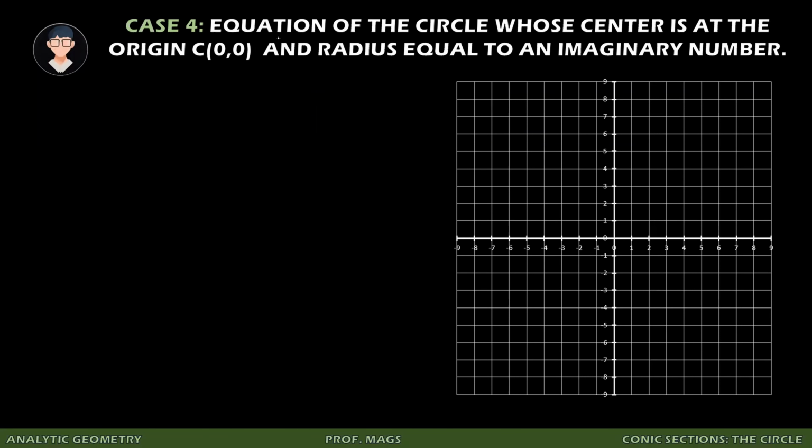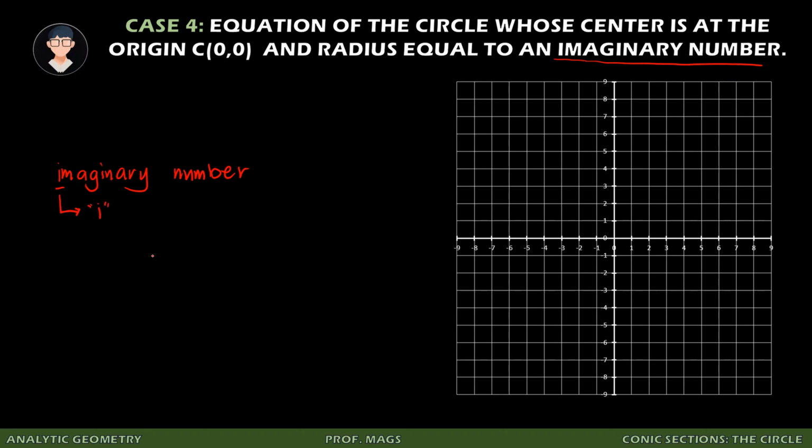Case number 4 tayo. Equation of the circle whose center is at the origin, C(0, 0), and radius equal to an imaginary number. Pag sinabi nating imaginary number, from the word imaginary, it does not exist. If you put that in your calculator, ang makukuha mo dun ay walang certain value, syntax error, or hindi mababasa ng calculator natin. So, yung imaginary number, yung kanyang symbol is the lowercase i.